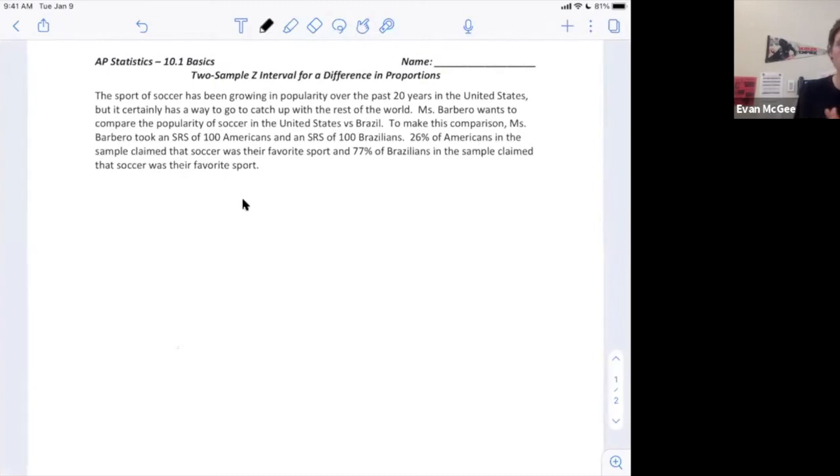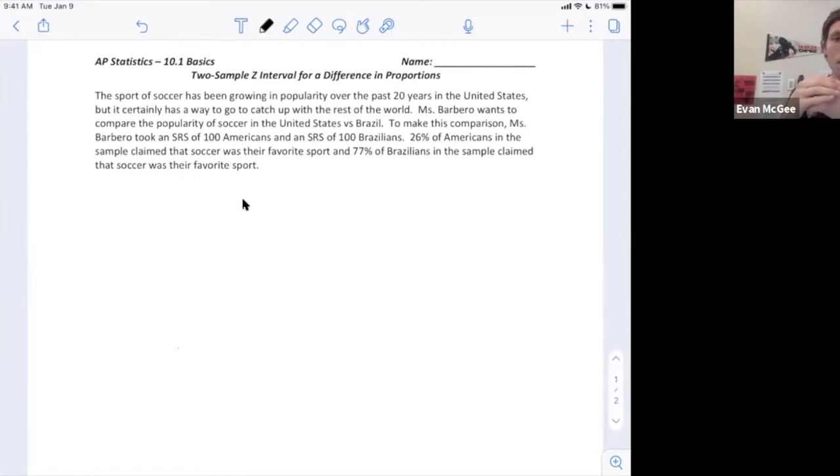Okay, so for today, we have learned 4 types of inference or 4 methods of inference. We learned how to do a one sample Z test. We've learned how to do a one sample Z interval, a one sample T interval, and a one sample T test. We're going to look at a 2 sample Z interval for a difference in proportions.